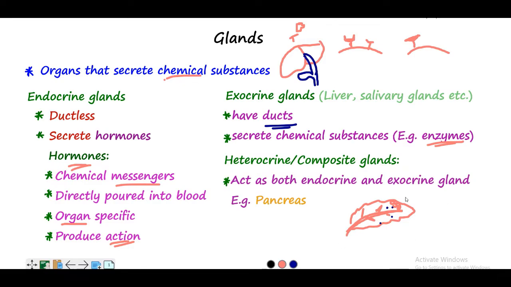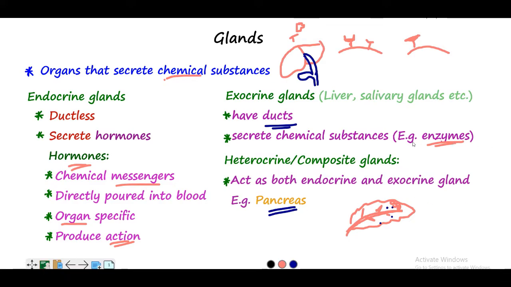But there is also another part here called the islets of Langerhans. Now these islets of Langerhans function as the endocrine part. They secrete insulin and glucagon, which we will discuss in detail, directly into the blood. So these are the endocrine part. So these are the main heterocrine glands in the body.